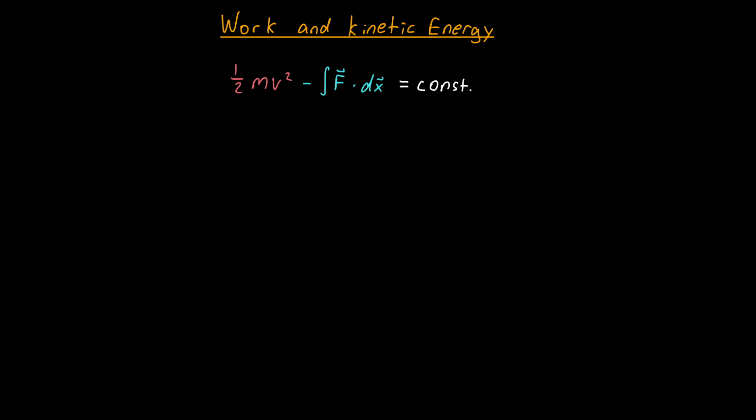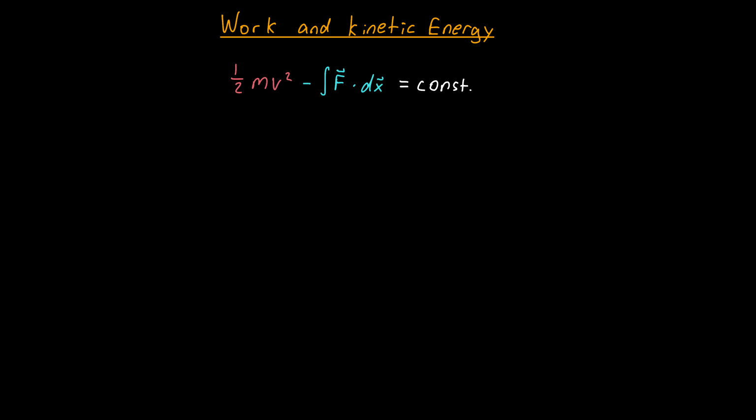So if we go back to our energy conservation equation that we started from in the very beginning, 1/2 mv squared minus the integral of f dx is a constant, and we want to ask ourselves how our kinetic energy changes from one time to another, or from one point in the system's trajectory to some other point, then this equation can actually prove very helpful.